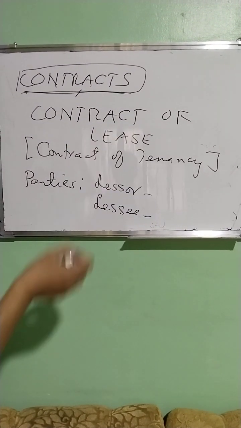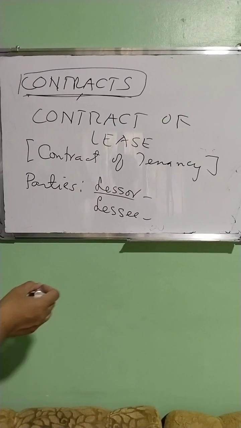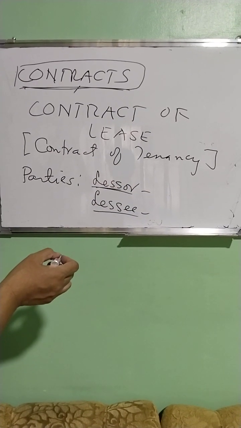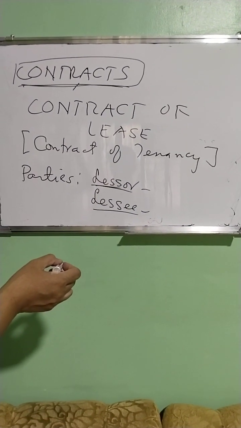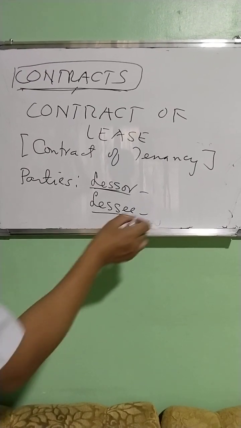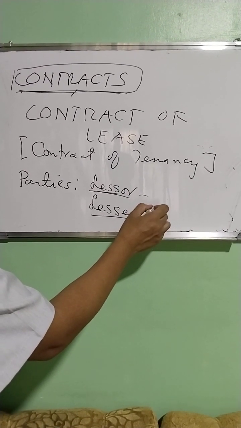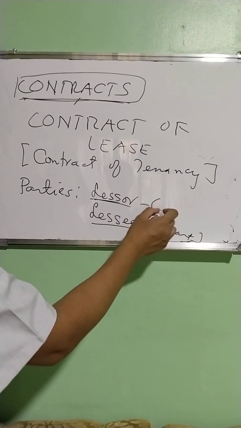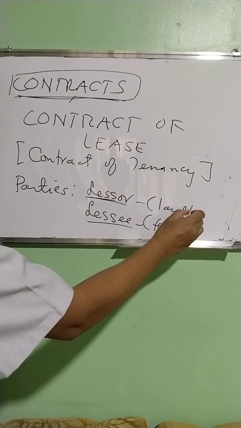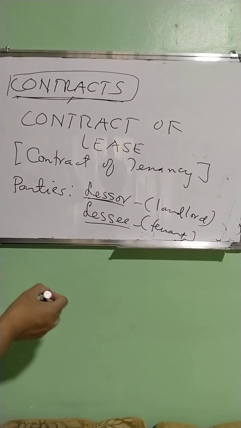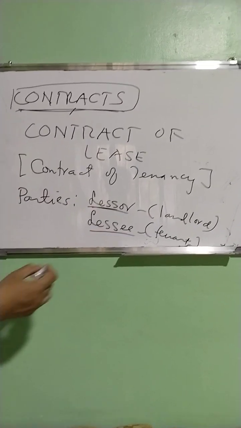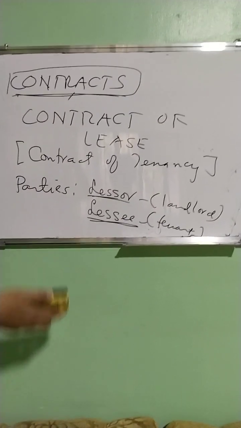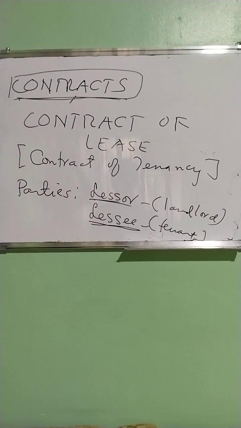And who is the lessee? In other jurisdictions, the lessee is what we call the tenant, and the one who leases out is what we call the landlord. This is just an example. The landlord is the one who leases, and the one who leased is the tenant. So these are the parties that we have.